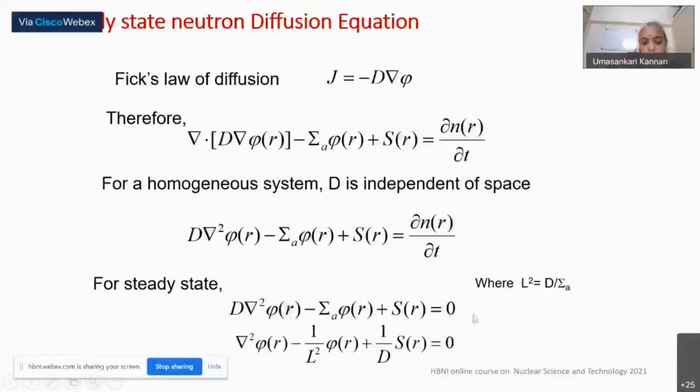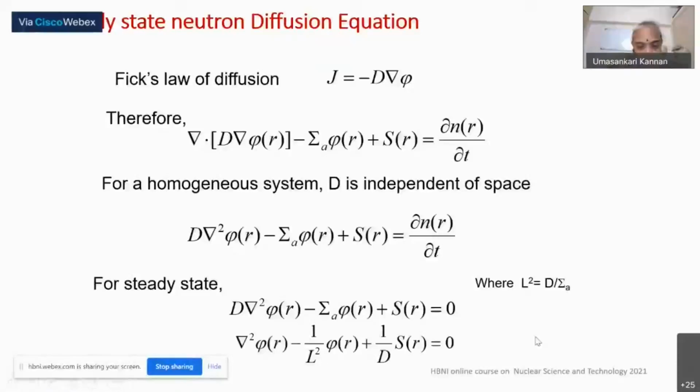Now I divide the whole equation by Σa. So here del square φ minus 1 by L square. I do all this mathematics so that you get a simpler mathematical form of this equation, which can be solved. Here, this quantity D by Σa, I define as L square, which I'll come to a little later; it will be called the diffusion length. So I define L square is equal to D by Σa. So this steady state equation becomes del square φ minus 1 by L square φ plus 1 by D of S is equal to 0.